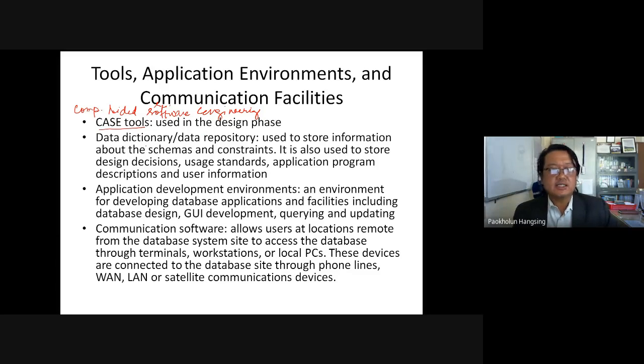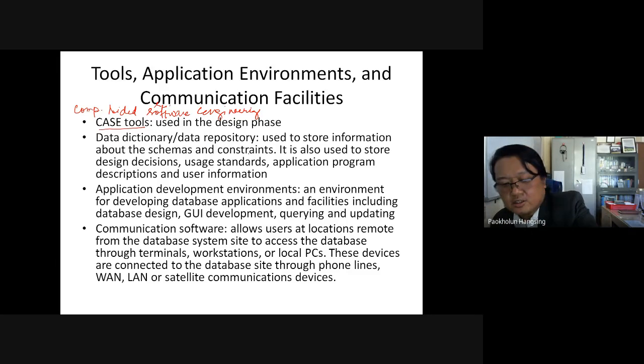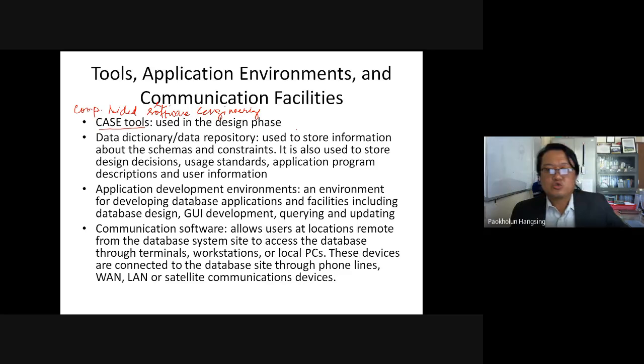And then you have things like data dictionary or data repository, which is used to store information about the schemas, constraints that we have already mentioned. And it is also used to store design decisions. Okay, why you are using X design instead of Y design, and so on. This kind of decision. Then usage standards, application program descriptions, and user information can be stored in this data dictionary or data repository, which is very useful.